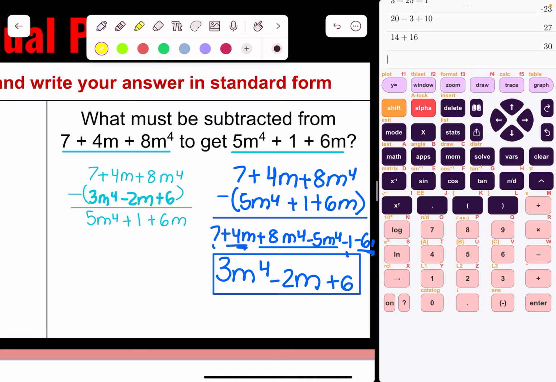If we do 8m to the fourth minus 3m to the fourth, would we get 5m to the fourth? Yes, we would. If we do 4m minus negative 2m, would we get 6m? Yes, because 4 minus negative 2 means 4 plus 2, which does get us 6. And then 7 minus 6, we would get 1. All right, good job.